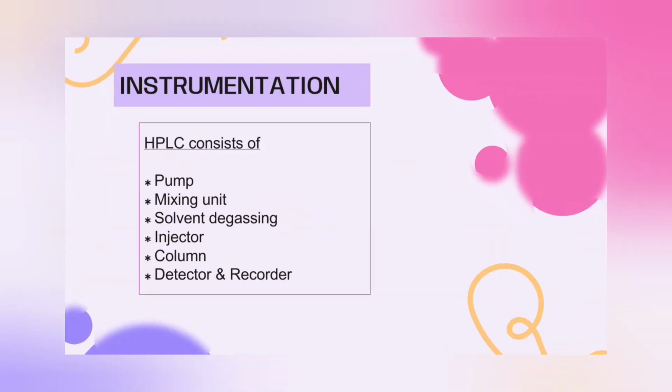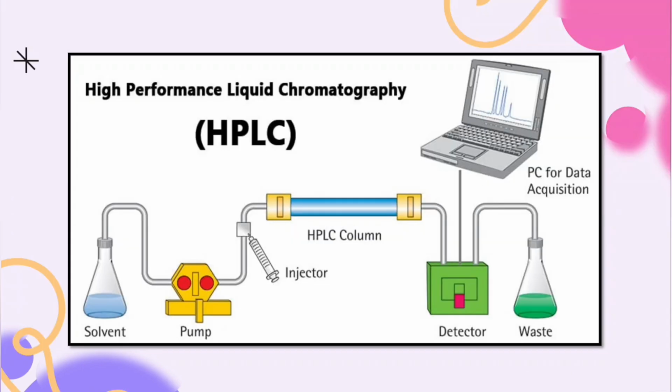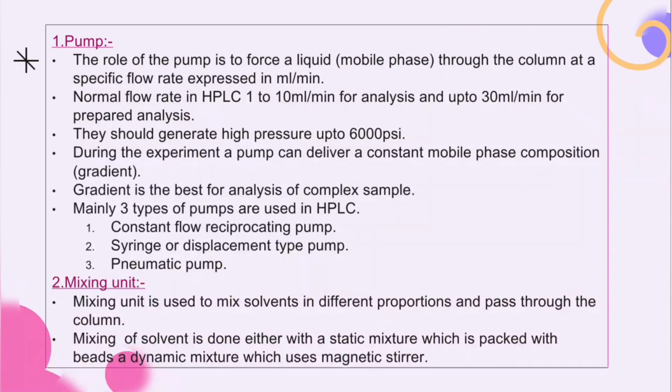Coming to the instrumentation. HPLC consists of pump, mixing unit, solvent degassing, injector, column, detector and recorder. Coming to the first one, pump. The role of the pump is to force a liquid, that is the mobile phase, through the column at a specific flow rate expressed in ml per minute or centimeter cube per minute.